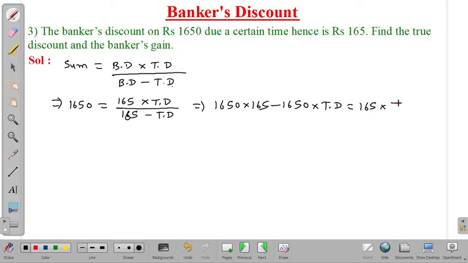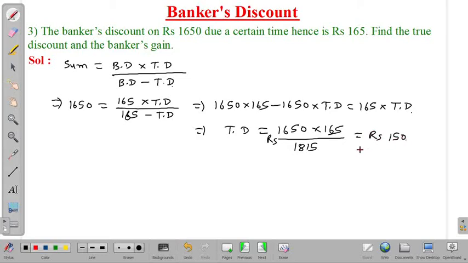After cross multiplication we will get 1650 into 165 minus 1650 into true discount equal to 165 into true discount. So from this we will get true discount equal to 1650 into 165 divided by 1650 plus 165. So this will come as 1815 in the denominator. So this will be the true discount, which will be equal to rupees 150. Now we have the true discount and we know the banker's discount, so we can find the banker's gain.